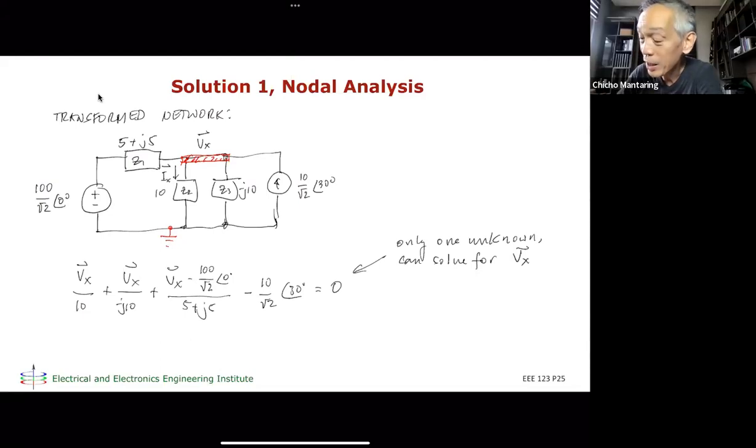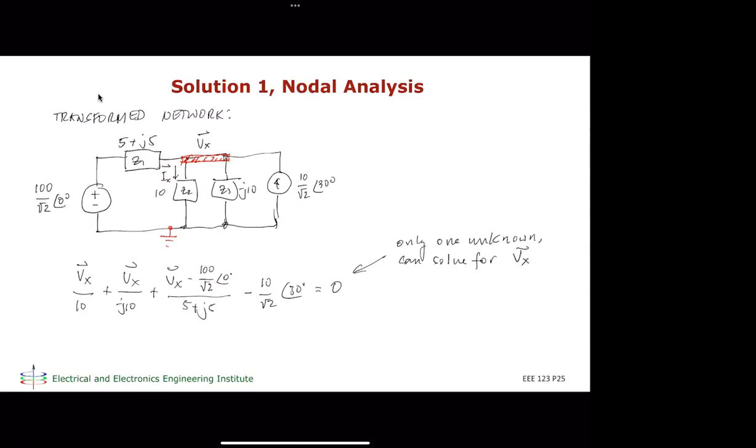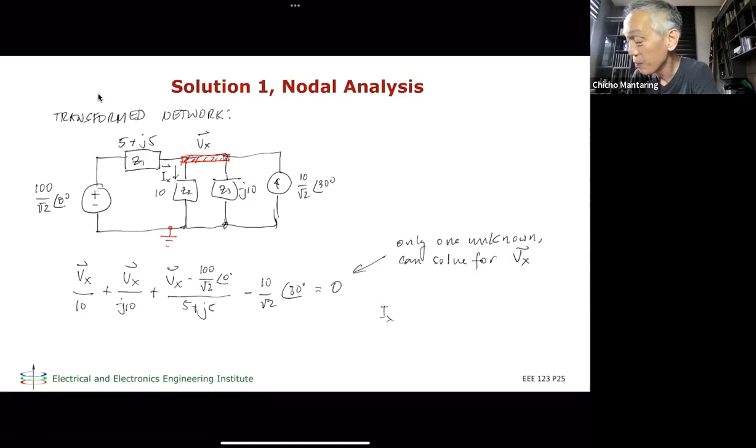So, our problem is if we want to solve for the phasor I's of x. Once I solve V of x, how do I get I's of x? V of x over 10. Okay, so I's of x is just V of x over 10. So you can get I's of x. Actually, once you get I's of x, you know the RMS value of the current, since this will be a phasor with magnitude and angle.